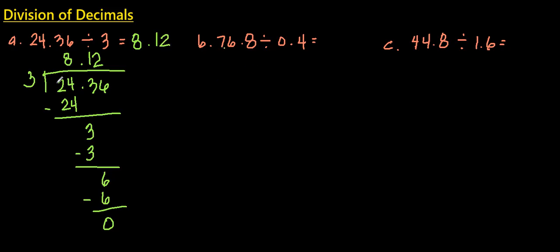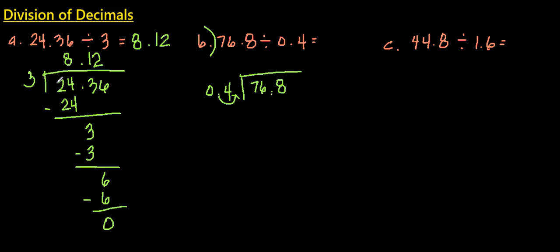Alright, so let's try another example. 76.8 divided by 0.4. This time, the divisor has a decimal point, which is not applicable here. The divisor should always be a whole number. So what we're going to do is move the decimal point here. So the 0.4 became a whole number 4.